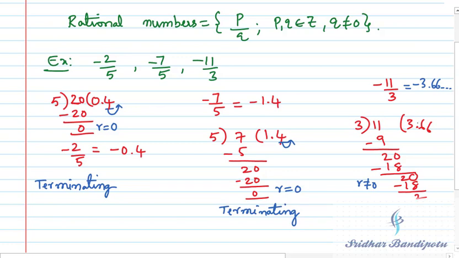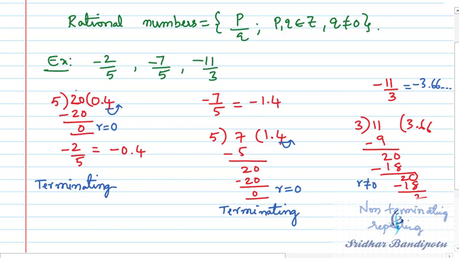Now, the third one, see here minus 3.666 and so on. 6 is not ending here, it is repeating infinitely. 6 is repeating and also it is not ending. That is why the name of this decimal is non-terminating repeating decimal. Is it clear? So, if you perform division, you will understand whether it is a terminating decimal or a non-terminating repeating decimal.